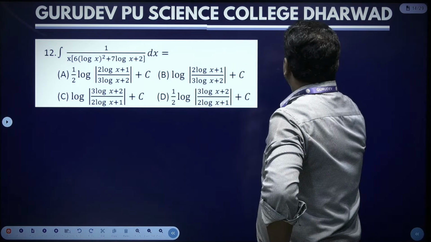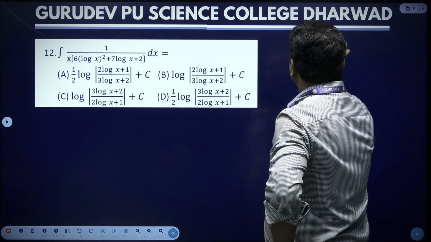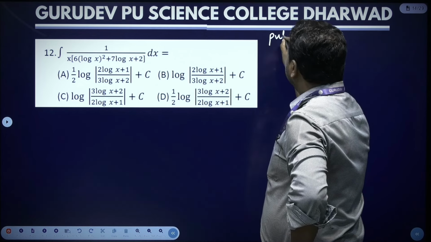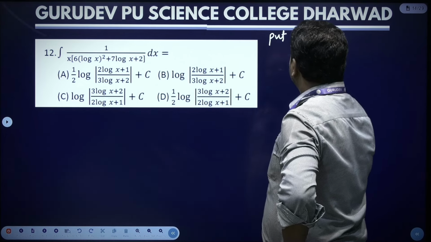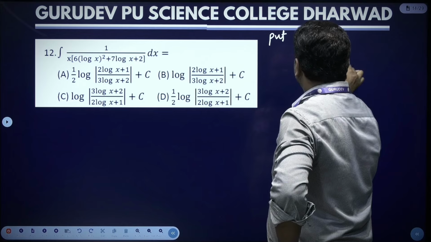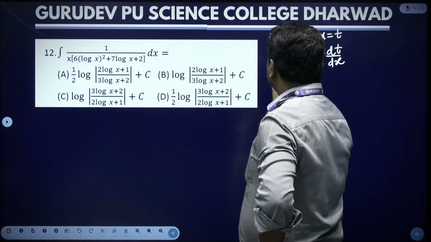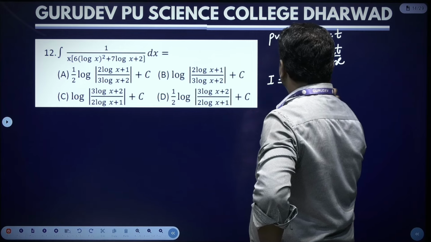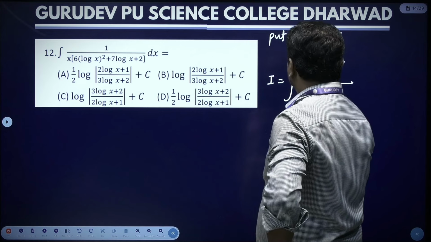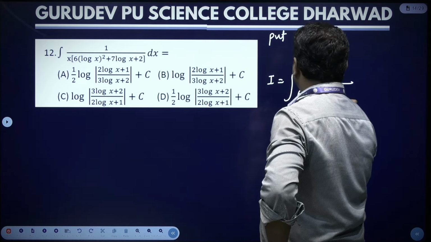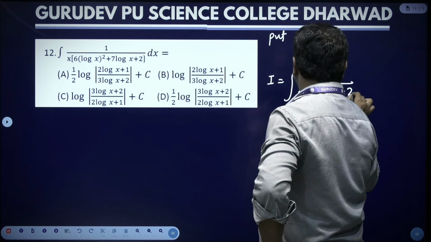Correct? So, let me go for log x equal to t. Log x equal to t substitute maadi. So, differentiation ena agathe? 1 by x is equal to dt by dx agathe. Integration alli substitute maadkondre, the simplified form is dt divided by 6t square plus 7t plus 2 agirathe.